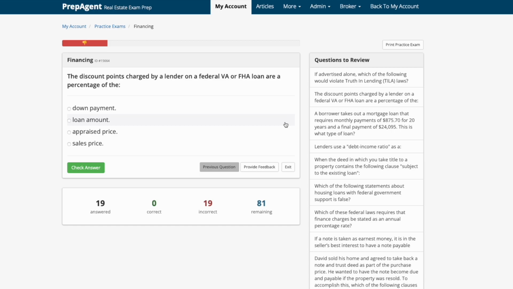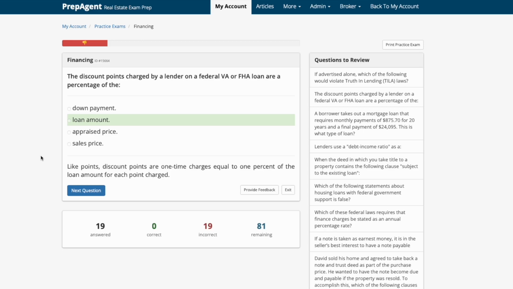The discount points charged by a lender on a federal VA or FHA loan are a percentage of the A. Down payment, B. Loan amount, C. Appraisal price, or D. Sales price. Loan amount. Like points, discount points are one-time charges equal to 1% of the loan amount for each point charged.